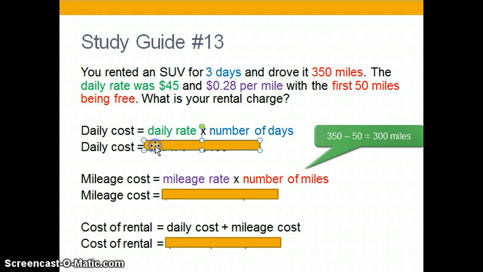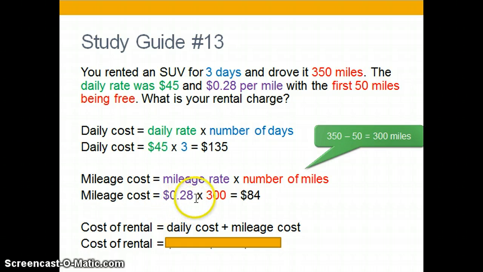So your daily cost should be your daily rate of $45 times 3 days, which is $135. Your mileage cost is your mileage rate of 28 cents times the number of miles, which is 300, which is equal to $84. Remember, 300 miles, where did we get that? Well, 350 miles minus 50 of them were free, so 300 total miles. Last step, add them together. $135 plus $84 is $219. Again, that's study guide number 13.